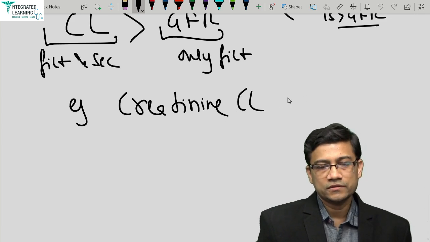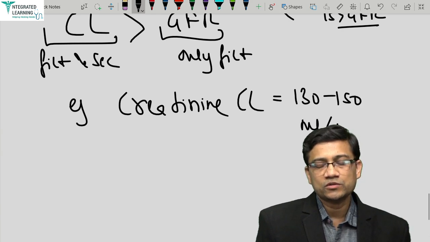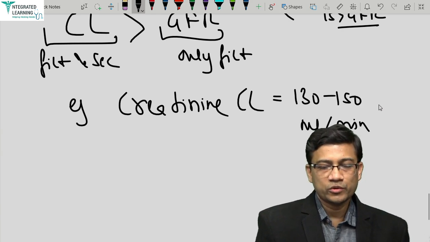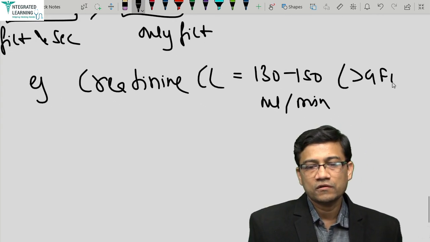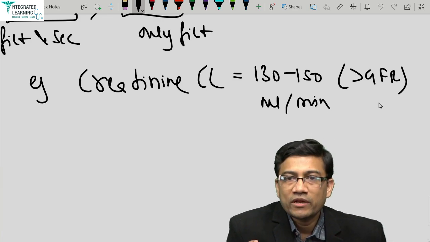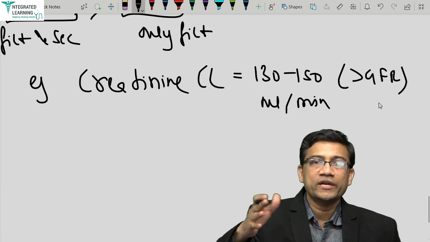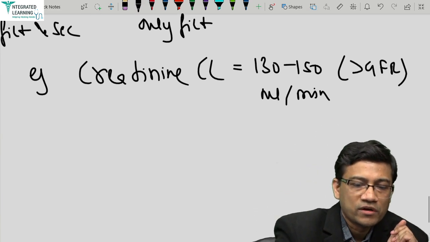Creatinine clearance. What is the value? It is approximately 130 to 150 ml per minute. So obviously it is more than GFR. More than GFR means it is getting what? Yes, it is getting secreted. But can you tell me, is it getting secreted in higher quantity or lower quantity? Yes, in lower quantity.